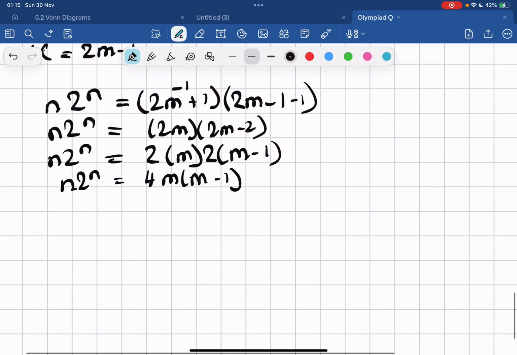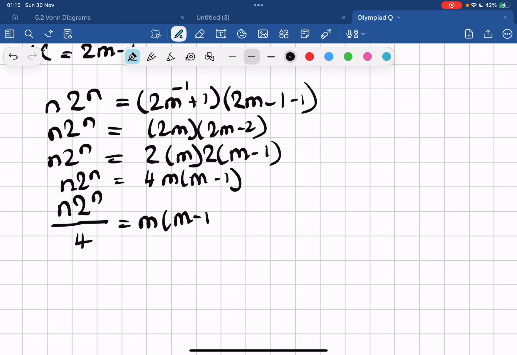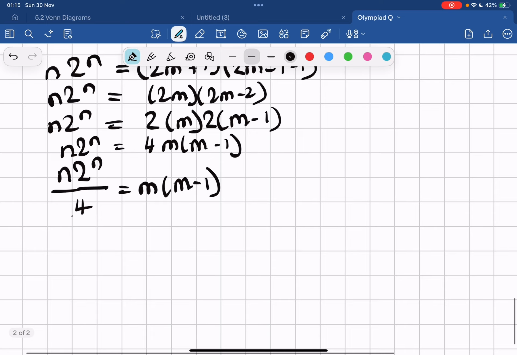Now we can further simplify our equation by dividing by 4. So we've got n times 2 to the n all over 4 equals m times m minus 1. And 4 can be written as 2 squared, so 2 to the n over 2 squared is 2 to the n minus 2. So n times 2 to the n minus 2 equals m times m minus 1.